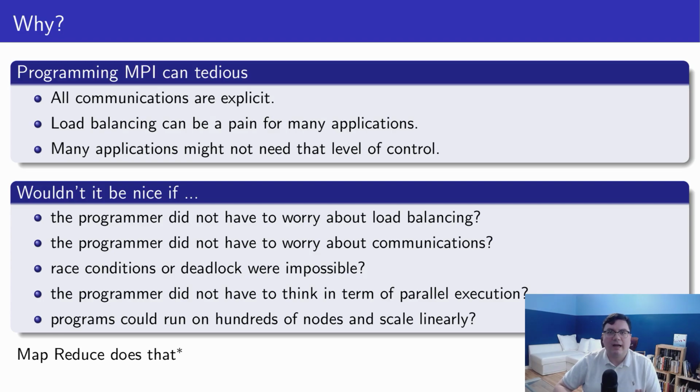MapReduce is a much higher-level programming model. It is simple to learn for most programmers as it only relies on tuples and hashing. The programming model has implicit parallelism that can scale to thousands of nodes. All questions of communications, load balancing, race conditions, and deadlocks are essentially solved by the programming model. So, the programmer does not have to think in terms of parallel execution.